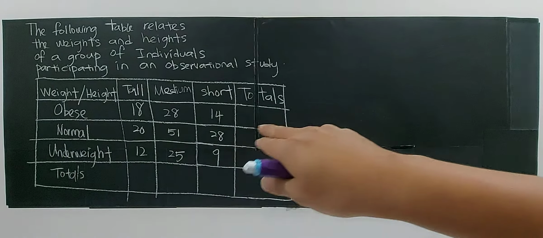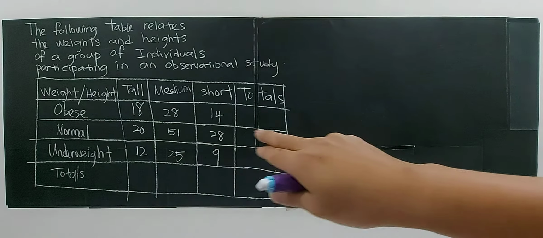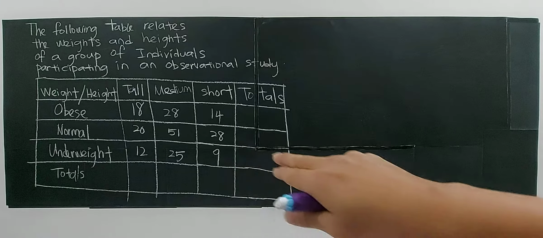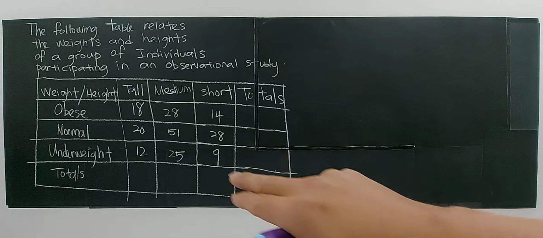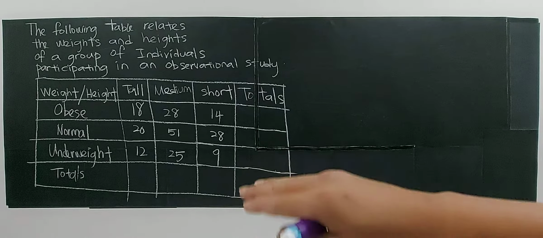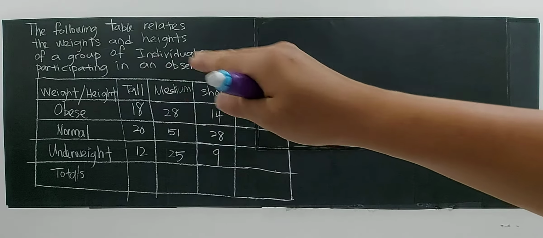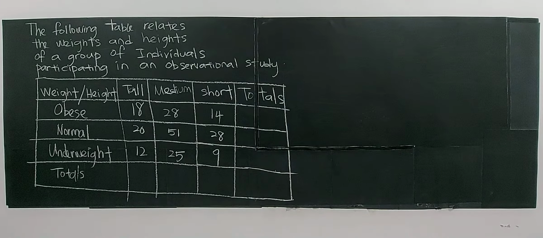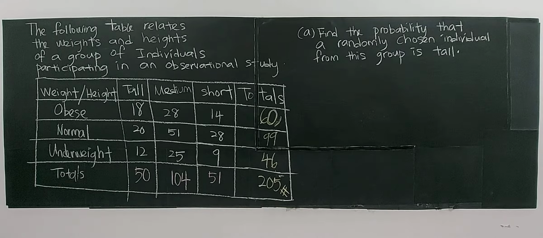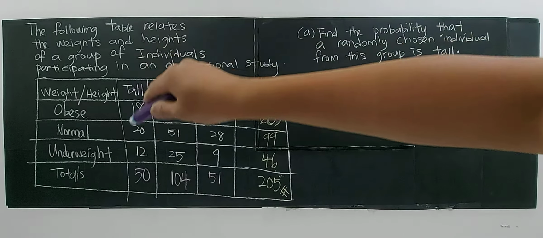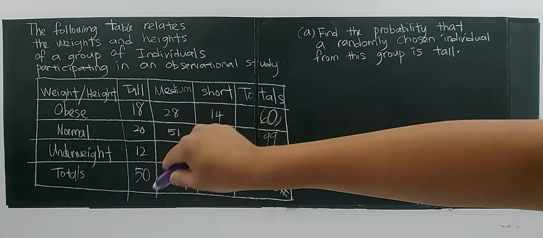So for normal, the weight is normal, right? We total up these three, and we have the underweight, the total number of persons who are underweight. We total up these three, and we get the total number of individuals participating in this observational study. Alright, let's complete the table. Okay, I have completed totaling up the values here, so I have totaled up these three to get this value.